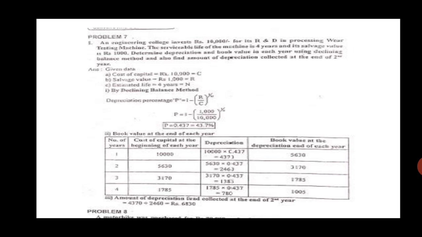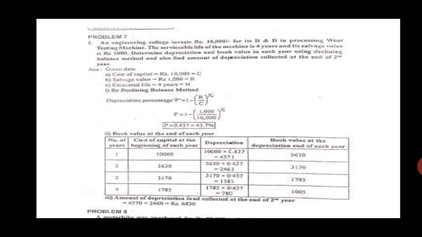And finally this 1,785 rupees becomes the cost of capital for the fourth year, and then we will multiply this 1,785 by 0.437. We will get the depreciation as 780 rupees, and we will deduct this 780 rupees from 1,785. You will get 1,005 rupees. So that is the scrap value.